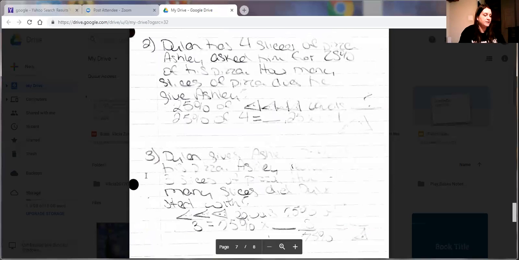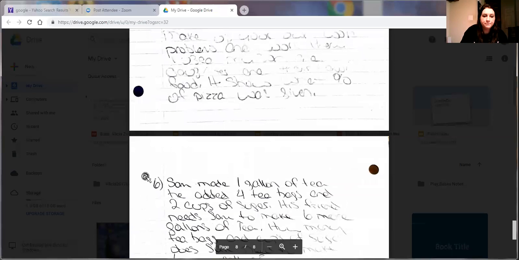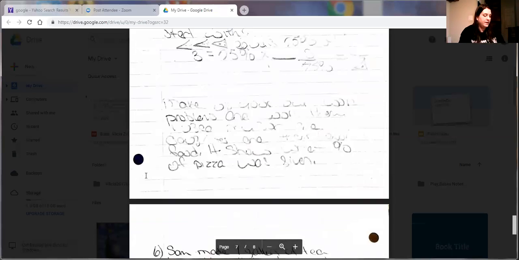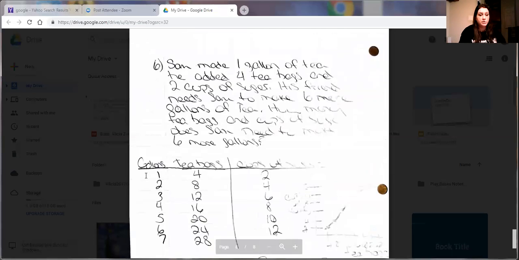And this one is, Dylan has 4 slices of pizza. Ashley asked him for 25% of his pizza. How many slices of pizza does Dylan give Ashley? So the 25%, it would be 0.25 times 4, which equals 1. So Ashley gets 1 slice of Dylan's pizza. And then question 6.